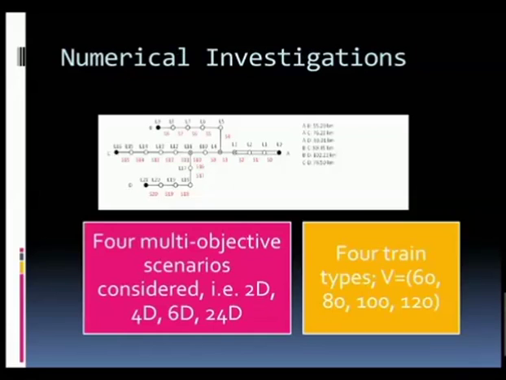So I applied these models to the case study of my earlier paper, which looks like this. It's basically a simplified version of the Brisbane network in some ways. The Brisbane network has 4 or 5 main corridors, and they kind of meet in the middle.